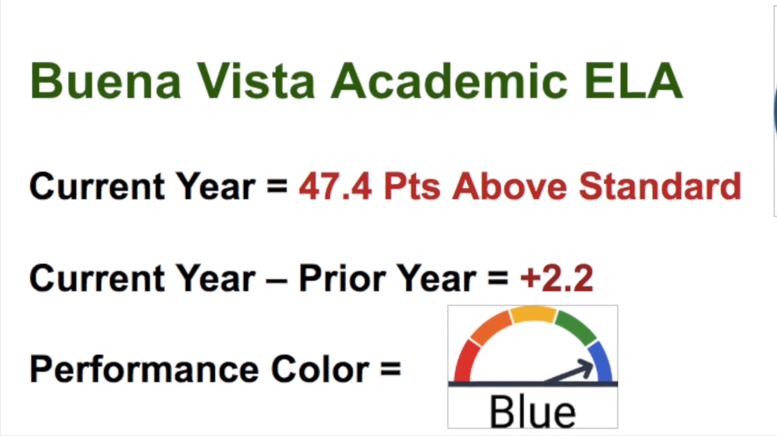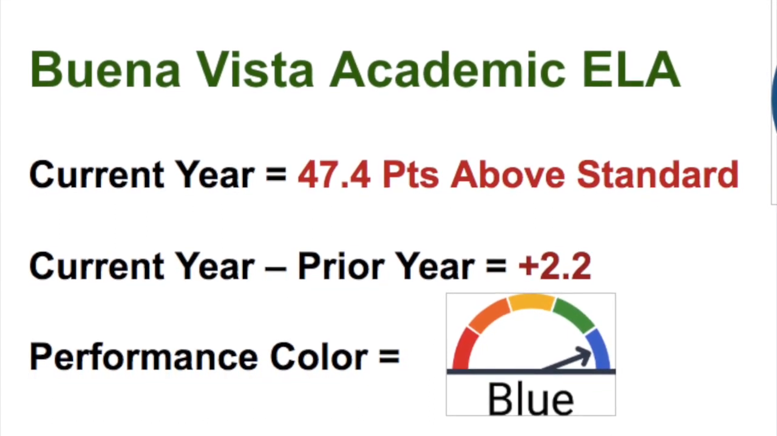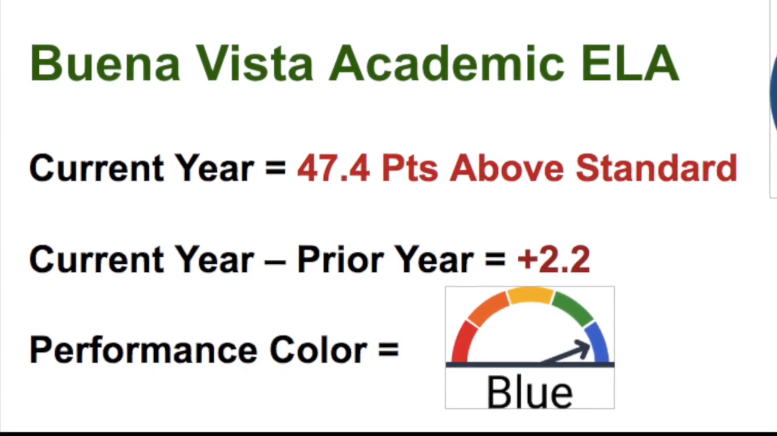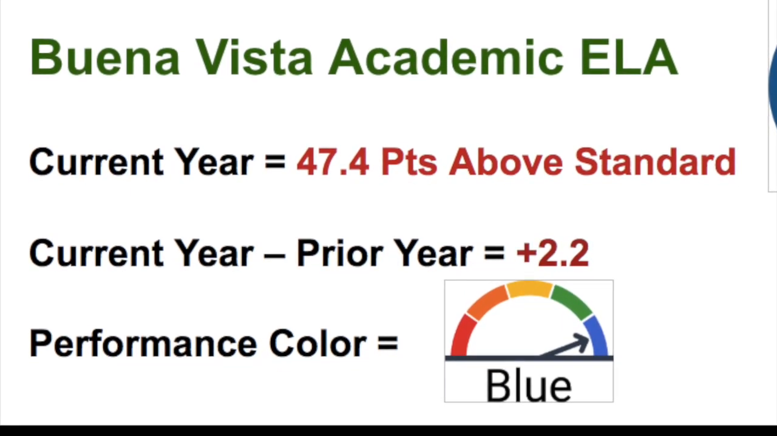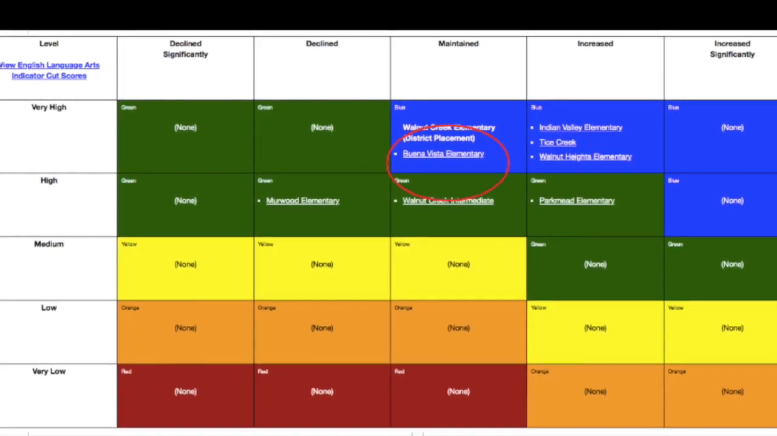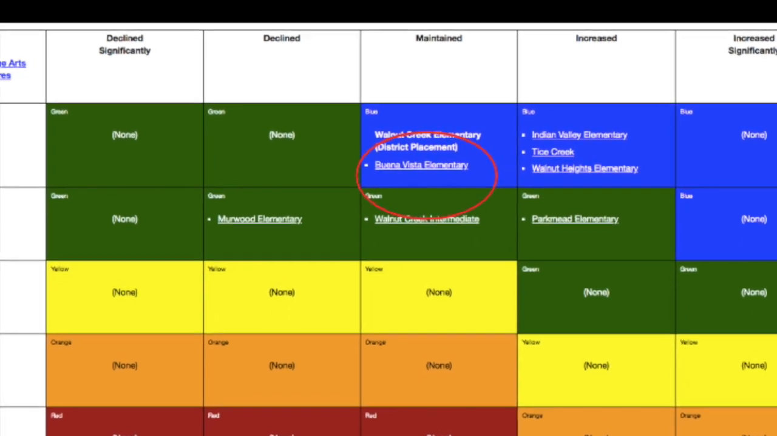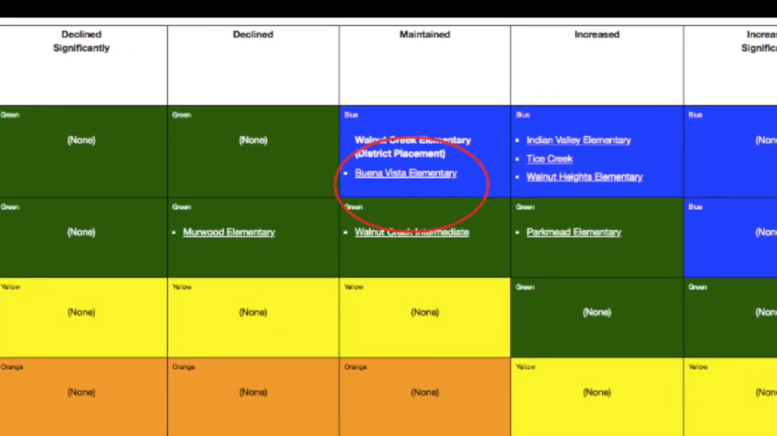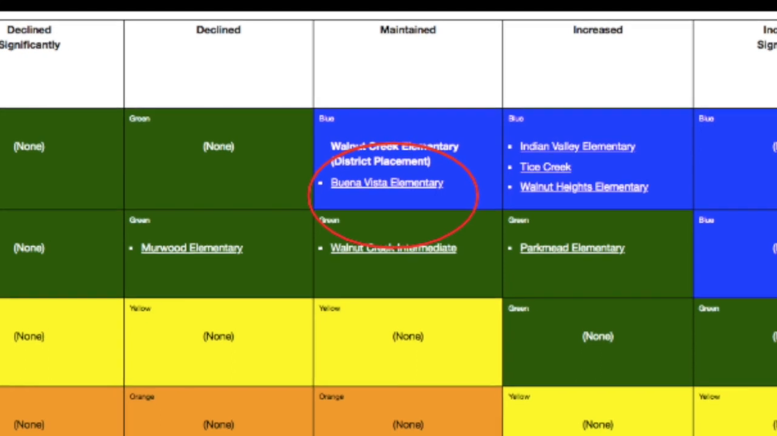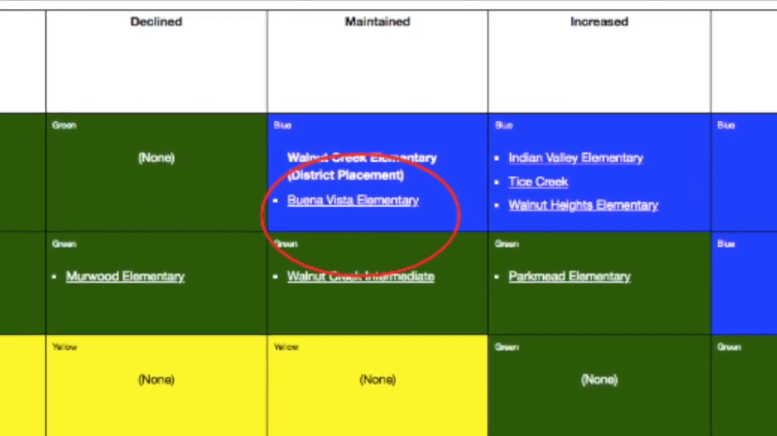Starting with English Language Arts, we were 47.4 points above the standard. We increased 2.2 points, and we were in the blue performance color, which is considered very high. On that 5x5 grid, you can see where Buena Vista lands. We are considered very high in our current status progress, and we are considered maintained as we did not significantly increase or decrease over last year's test scores.